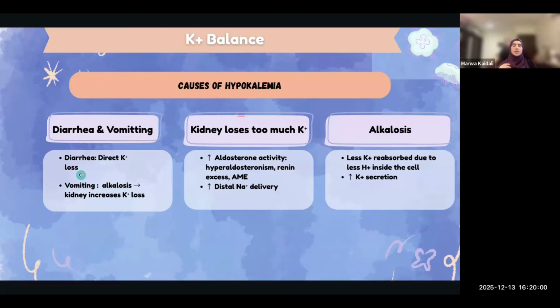So starting off with diarrhea. Diarrhea causes hypokalemia because we are directly losing potassium, okay? So when we're directly losing potassium, obviously this is going to bring us into a state of hypokalemia. Right? Next, we have vomiting. So can anyone tell me what happens in vomiting? Like, what are you vomiting exactly? What content are you vomiting exactly?